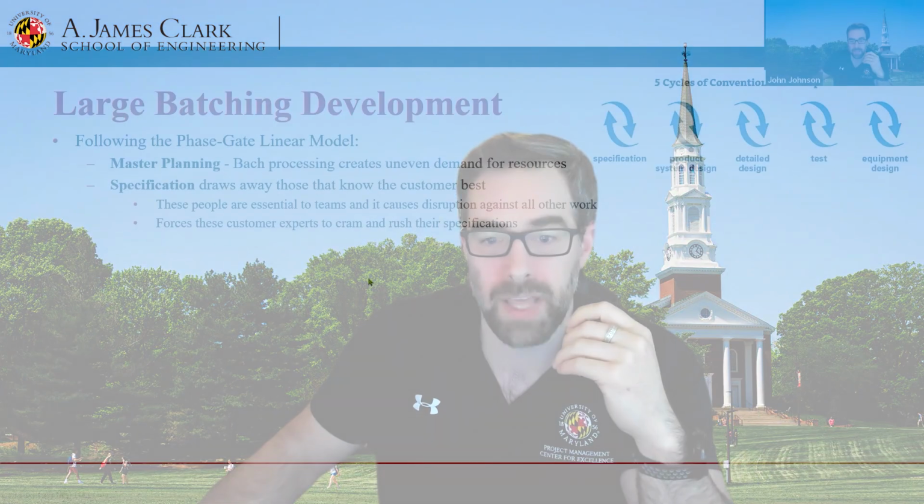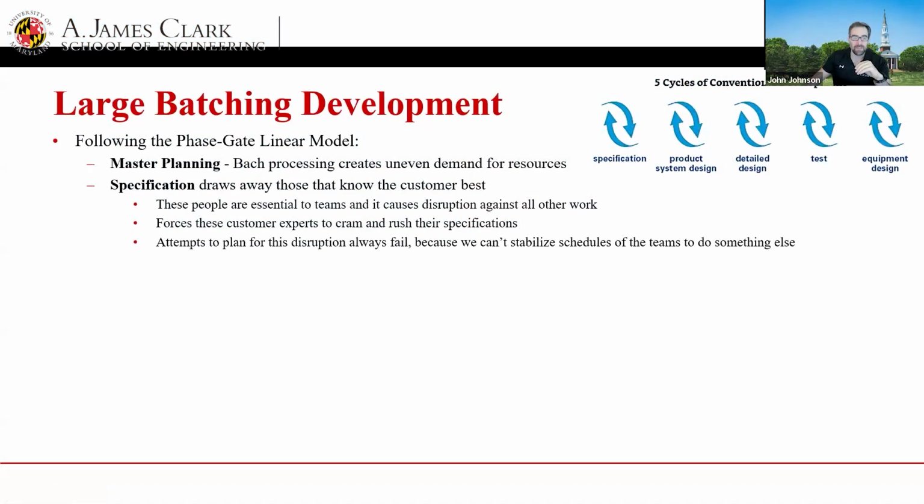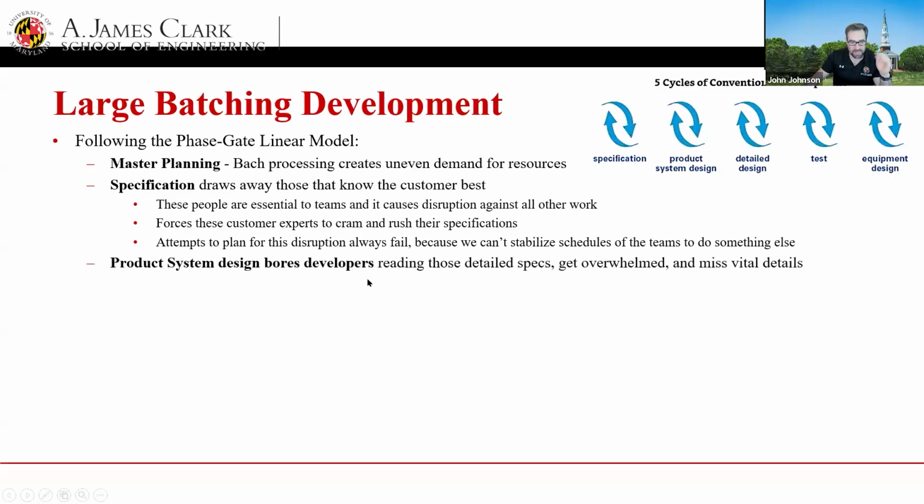And I know many of you on the call have been in that situation where the critical resource that you need in order to get feedback on your design is too busy working with maybe people who are in leadership who want to define the next thing you're going to build. So we want to avoid that. We also want to avoid the fact that customer experts have to end up cramming and rushing their work, and therefore their specifications aren't any good. And as a result, because the attempts to plan for this kind of disruption always fail, we end up with lots of start and stop within all of our teams.